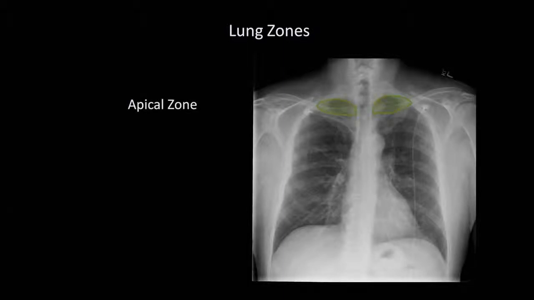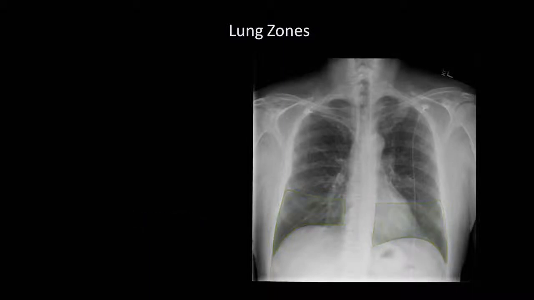Anything at the level of the clavicle or above is in the apical zone. The upper zone extends from the clavicle down to the superior aspect of the hilum. The mid-zone includes anything at the level of the hilum. And last, the lower zone is anything below the hilum.